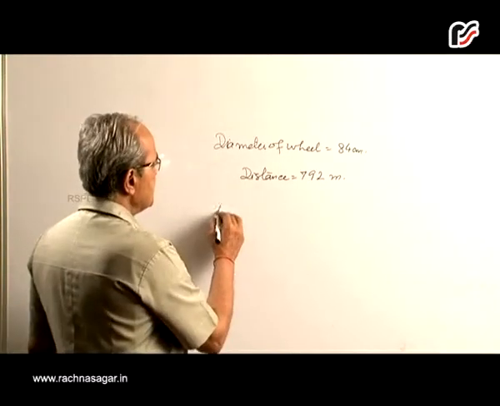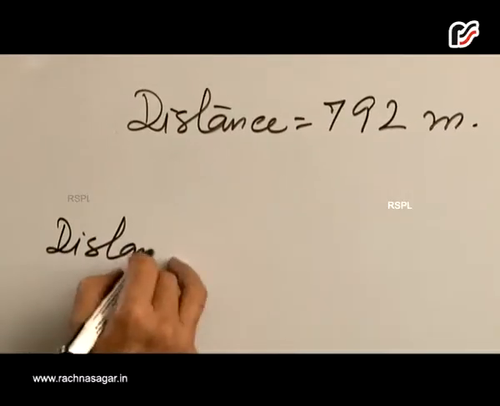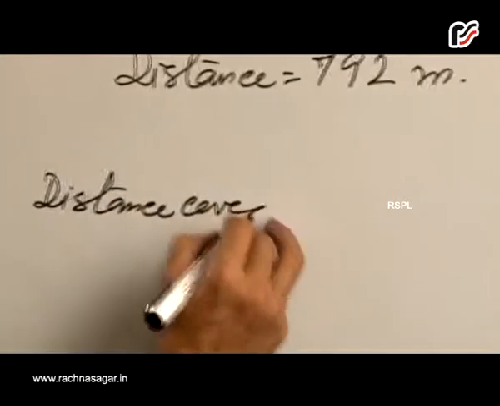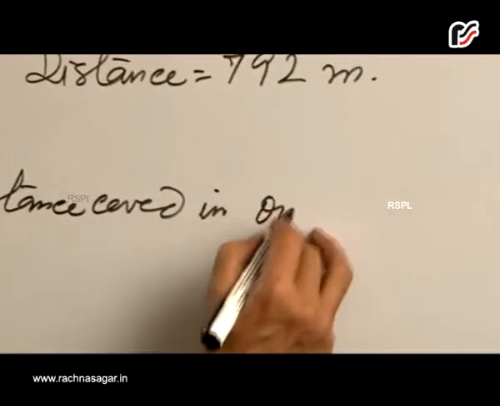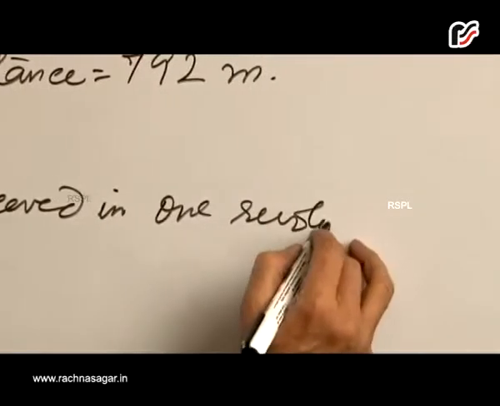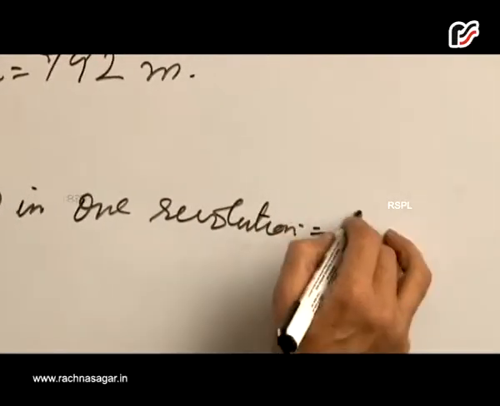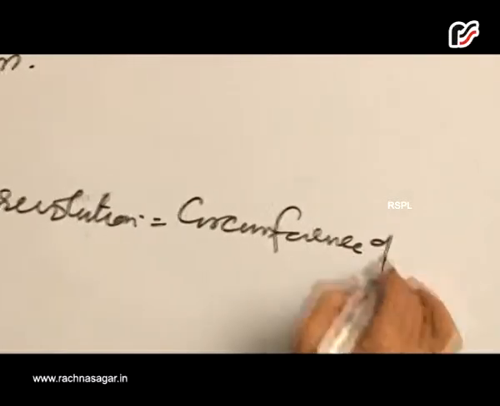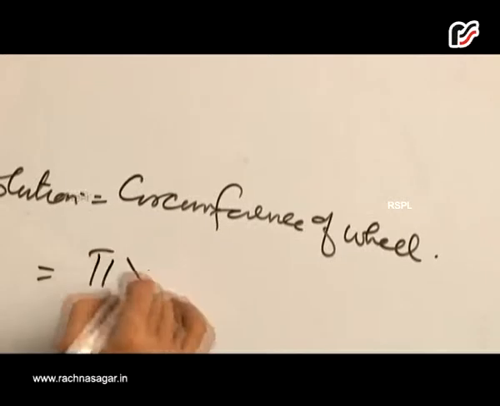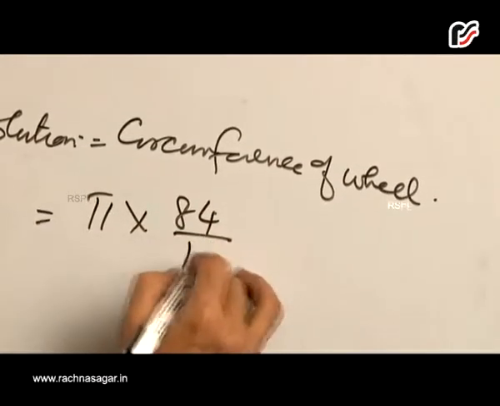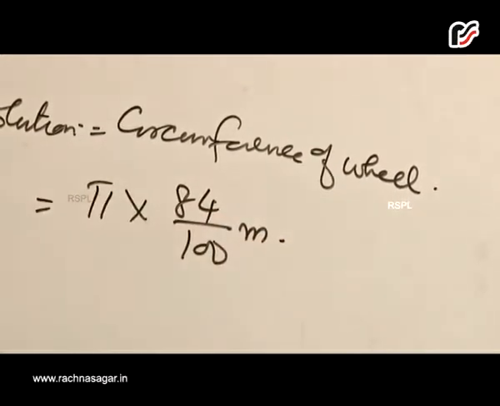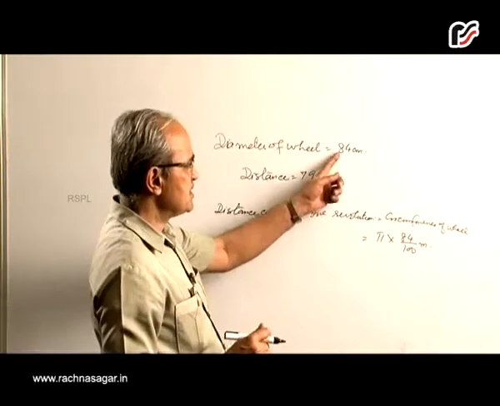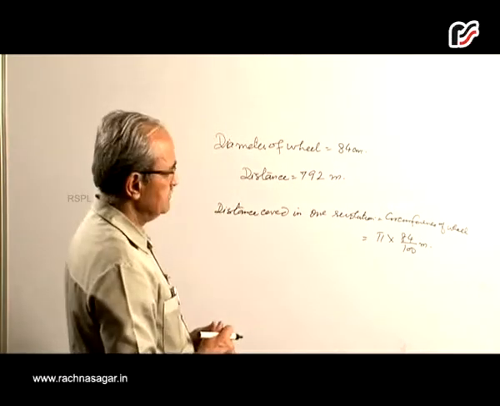So distance covered in one revolution equals circumference of wheel, which is equal to pi into 84 by 100 meters, because we must change centimeters into meters.